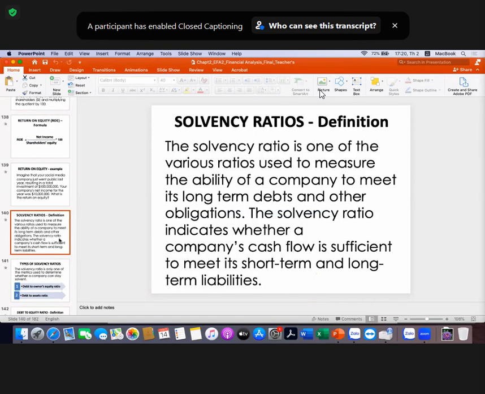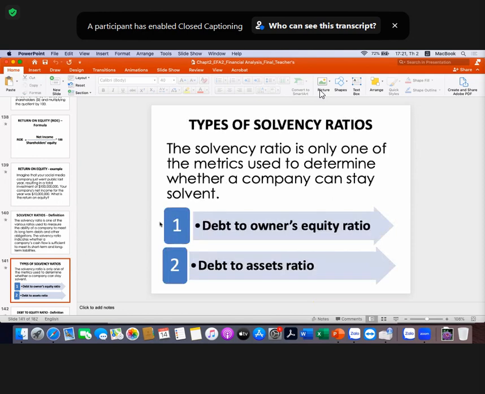And the last group of financial ratios is the solvency ratio. As you know, the solvency ratio is one of the various ratios used to measure the ability of the company to meet its long-term debts and other obligations. It indicates whether the company's cash flow is sufficient to meet its short-term and long-term liabilities. There are two types of solvency ratio: the debt to equity ratio and the debt to assets ratio.